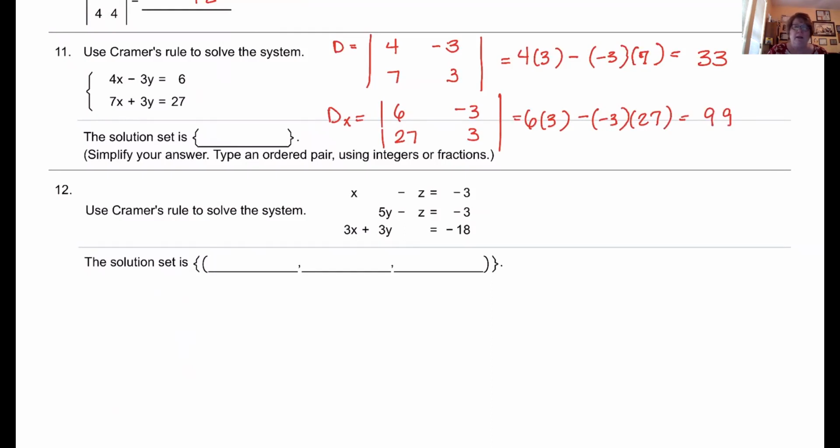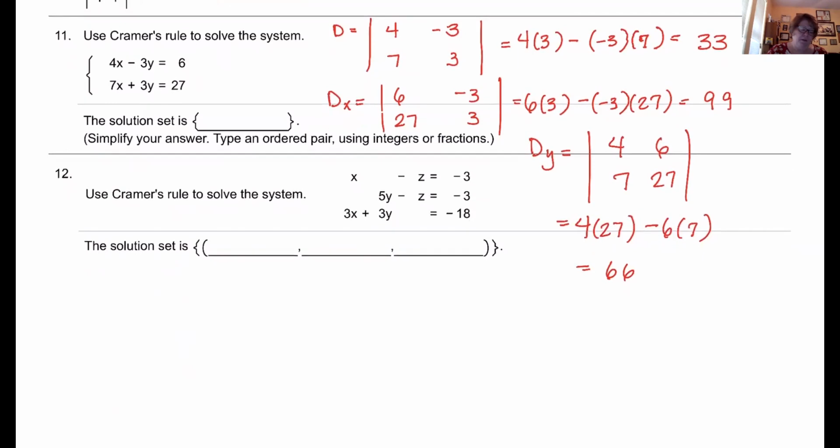And then the last determinant we need to find is d sub y. And that's the determinant of the matrix formed by replacing the y column in D with the constants. So that is going to be 4 times 27 minus 6 times 7. And my handy dandy calculator tells me that is 66.